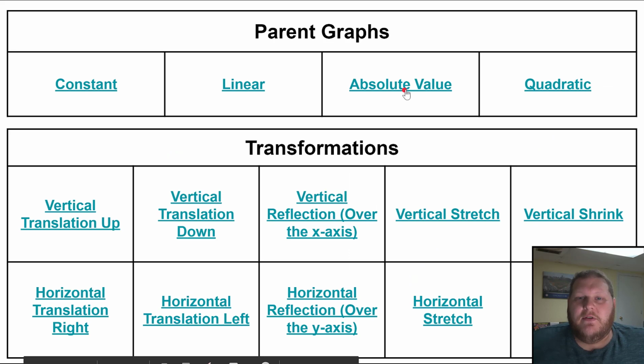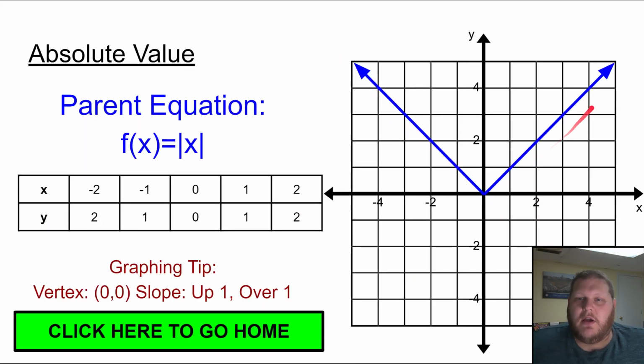For an absolute value, this is what our parent graph looks like. It's that V shape. That's my equation, just the absolute value of x. Here we know if I'm evaluating any number, absolute value basically just makes it a positive of that same value. So -2 becomes +2, -1 becomes +1, and then the other 3 just stay the same.